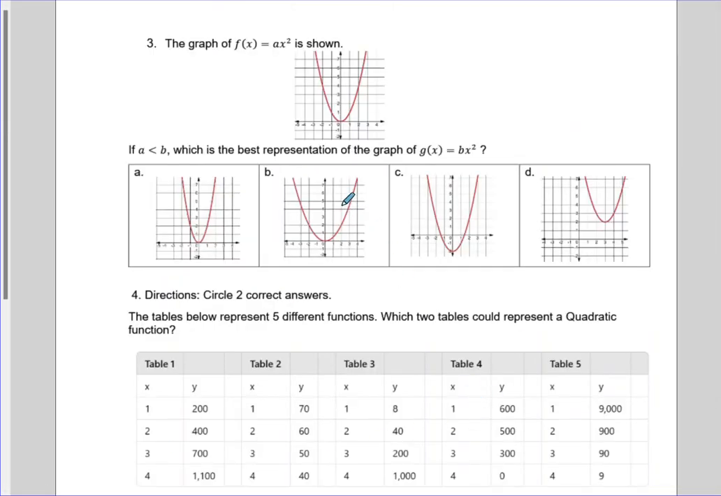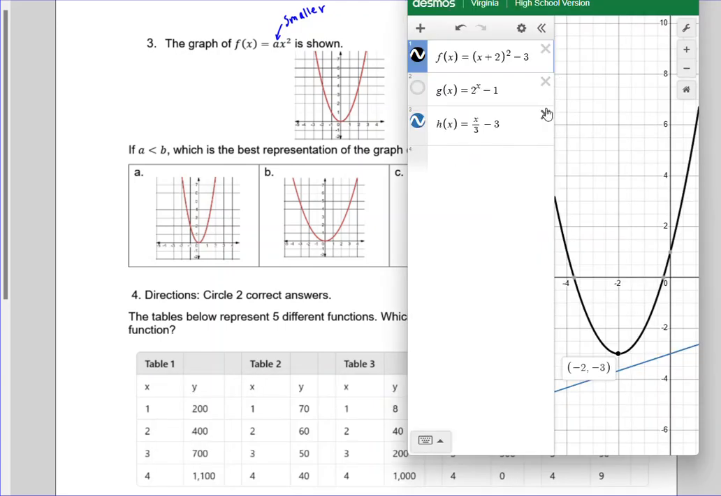All right, next one. The graph of ax squared is shown, if a is less than b. Okay, so basically we're looking for this number right here. Which graph would best represent bx squared? So basically what's happening here is this number b is bigger than this number a. So a is a smaller number. Okay, so we can kind of look at a graph and see what happens. So I'll take this off.